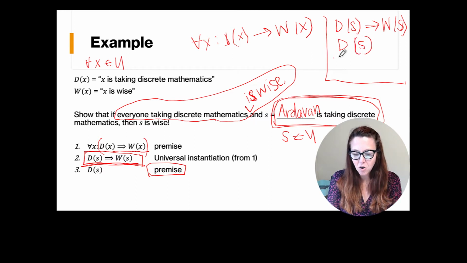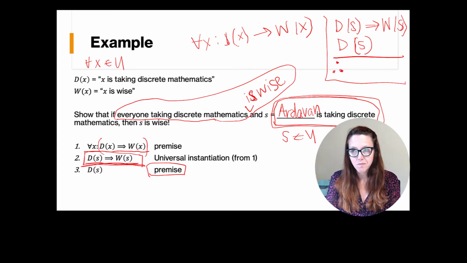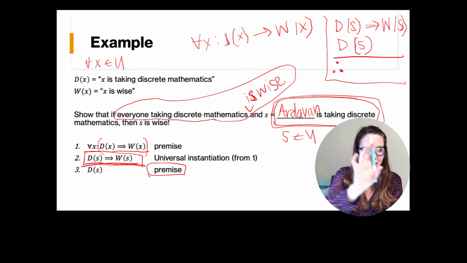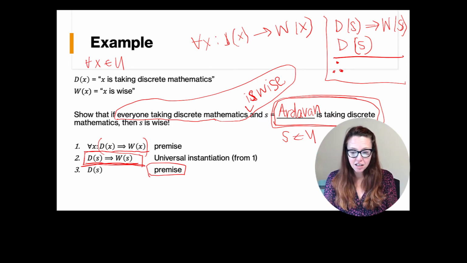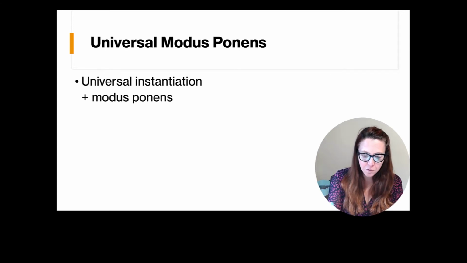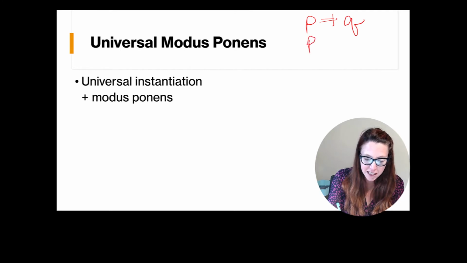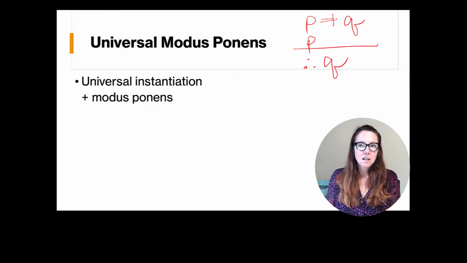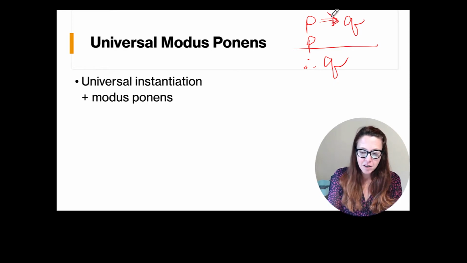And I have this, what can I conclude from that? And this is from our last class. Different letters, same concept. I have something implies something else, and that antecedent is then true. Yeah, W(S). Is it Artavan saying he's wise? No. And that is Modus Ponens. So this form, do you remember we had P implies Q, P, therefore Q? That we call Modus Ponens.